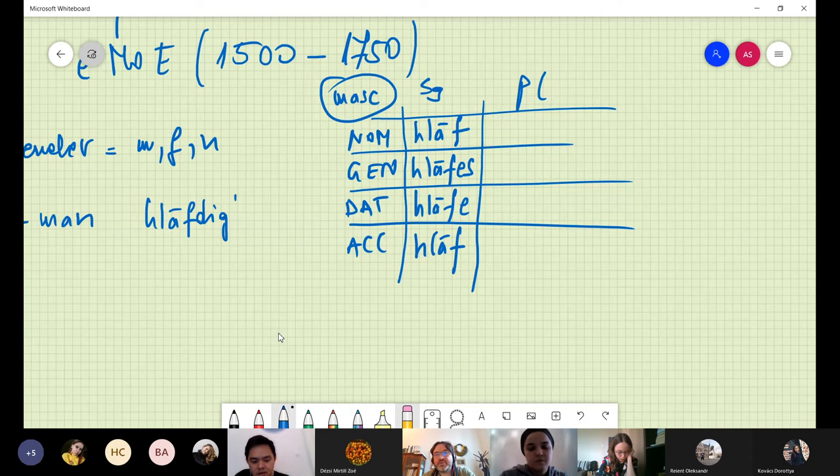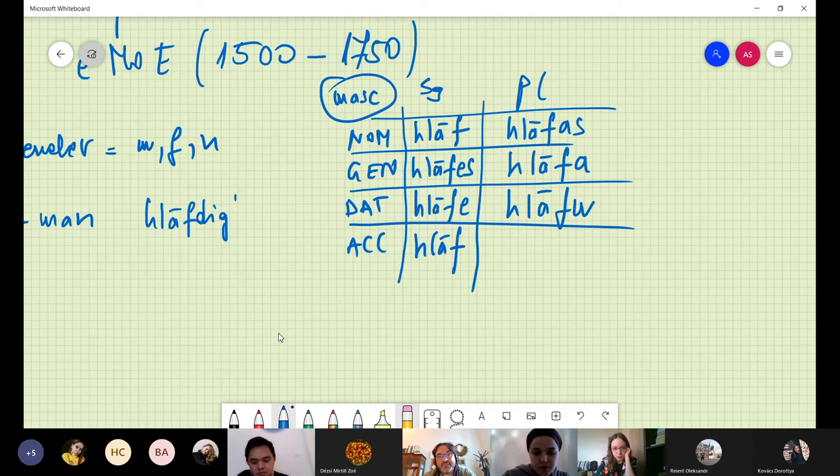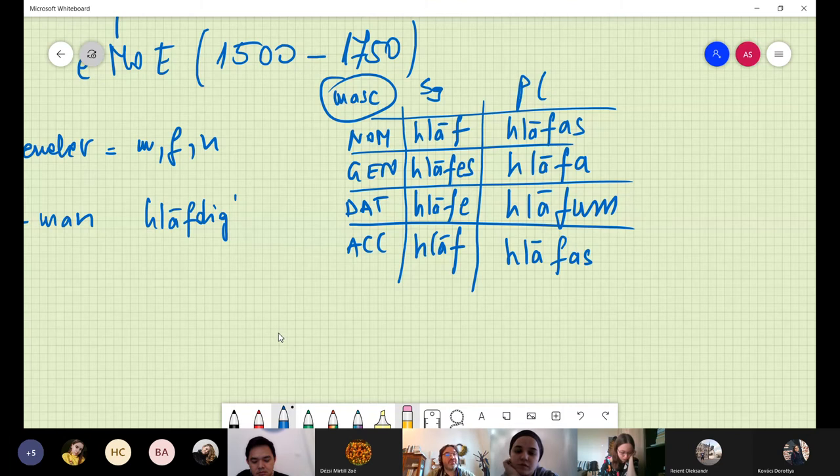Plural. Nominative was like chlavus. Genitive was chlava. The dative was chlavum, meaning dative plural was chlavum. And the accusative plural of a masculine noun that belongs to this particular type was identical to the nominative. The pronunciation was chlavus. Now, people, let me ask you, which of these suffixes actually survive into modern English in some form?